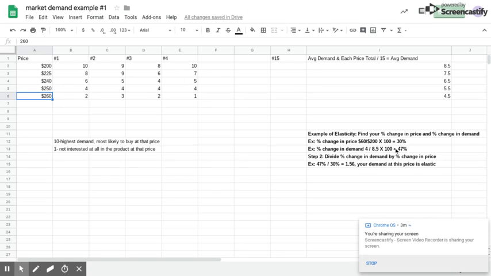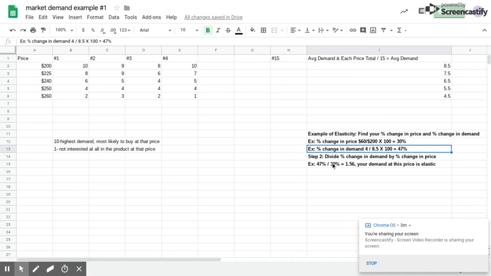You're looking at low to high. For demand, you're looking at from the lowest price to the highest price. What happened to your demand? So the difference is 4. 8.5 minus 4.5 is 4. Your original demand is 8.5, so divide 4 by 8.5 times 100 to put it in a percentage, and you got 47%. Demand decreased by 47% as the price went up by 30%.